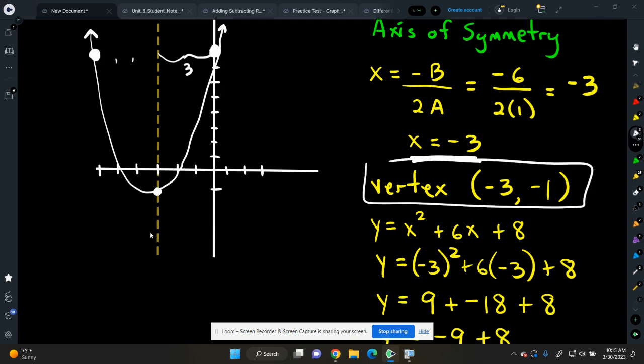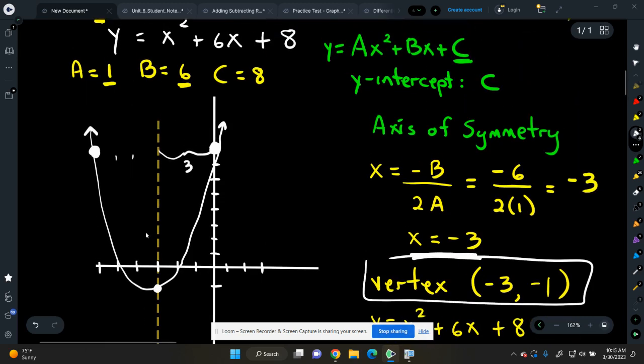This point right here, this is my y-intercept. Remember we said the y-intercept is 8 because it's the c value? Okay. So this form of the equation gives me a little more information so I can get a better sketch of the graph. Okay. It's a little more work though. Okay, we're going to do another one.